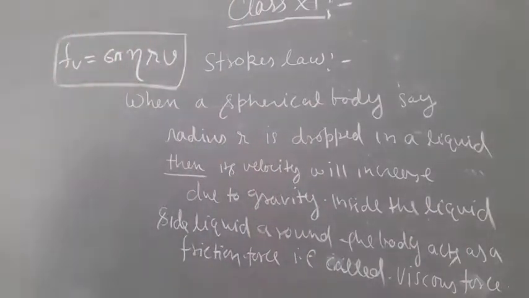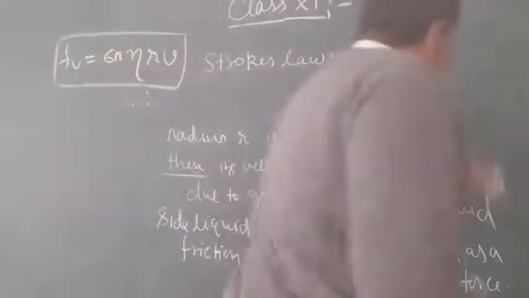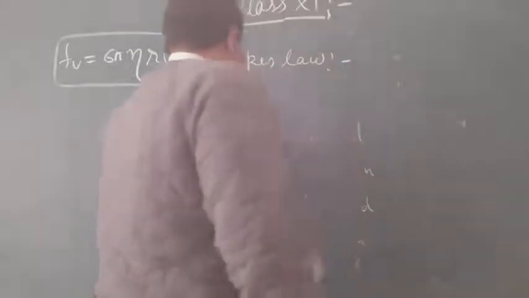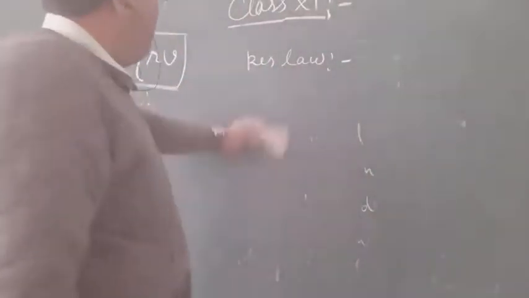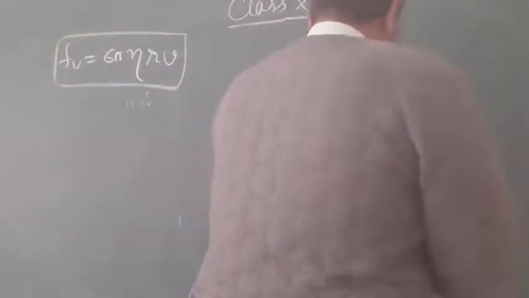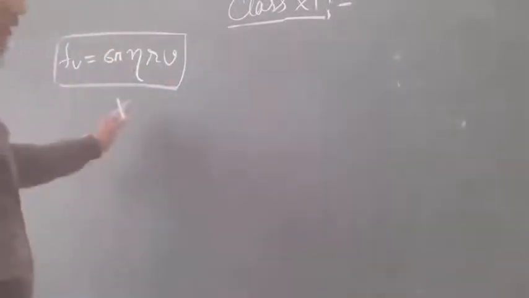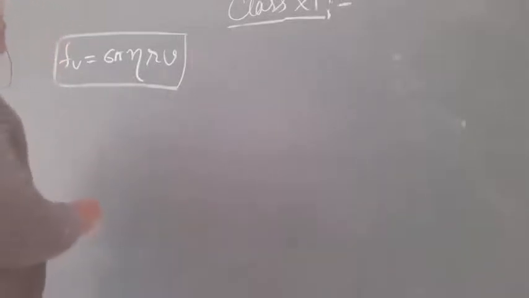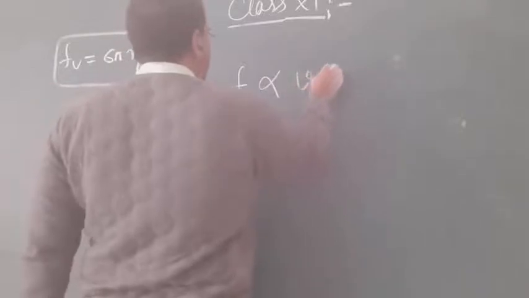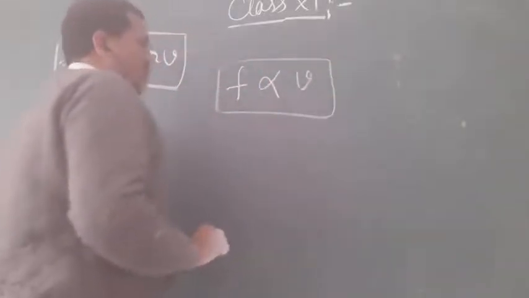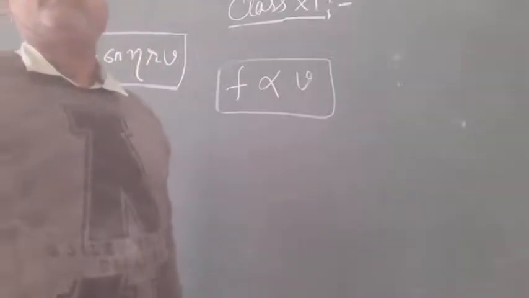So write it down. 6 pi eta r v. So viscous force is directly proportional to the speed of the body.